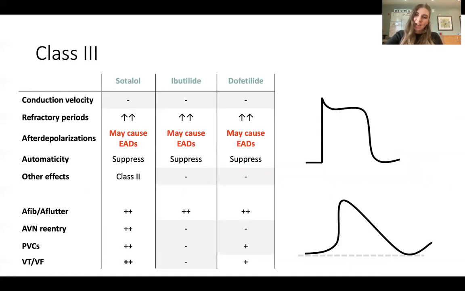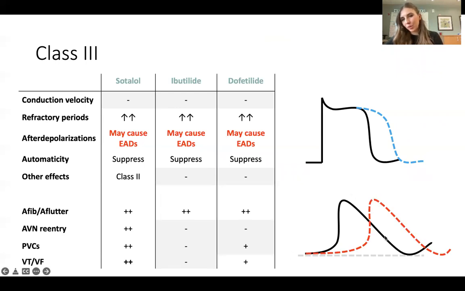Class 3s. These make up sotalol, ibutilide, and dofetilide, and we'll talk about amiodarone in a second. These agents really have no effect on conduction velocity. Their primary point of action is potassium channel blockade and extending out that refractory period. Again, what happens when you hit that refractory period? There comes that early afterdepolarization risk, right? And they have some degree of suppressing automaticity. I don't think the mechanism has been truly determined at this point, but just recognize that there is some effect there.